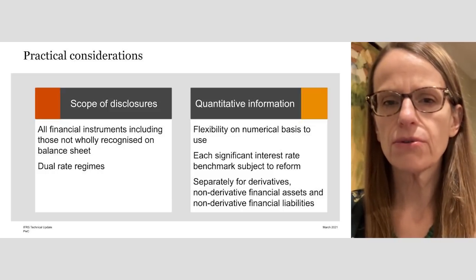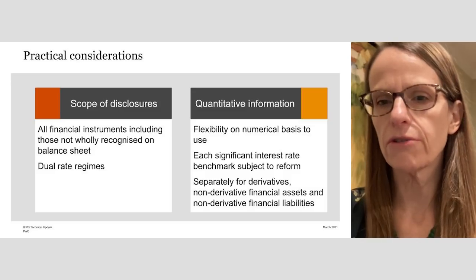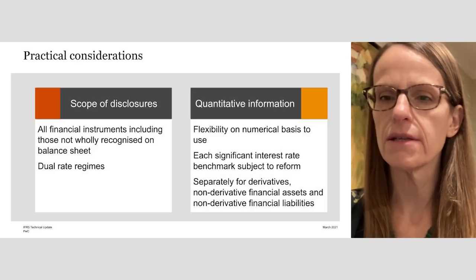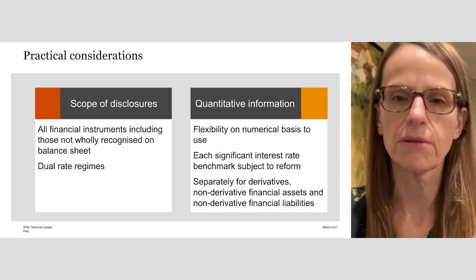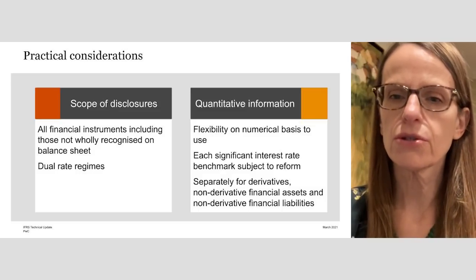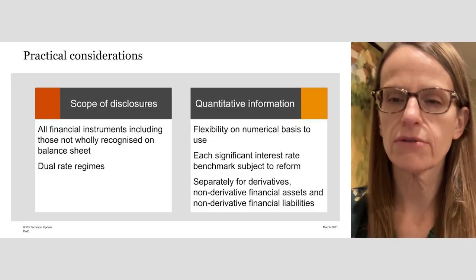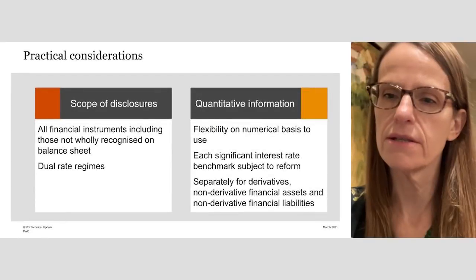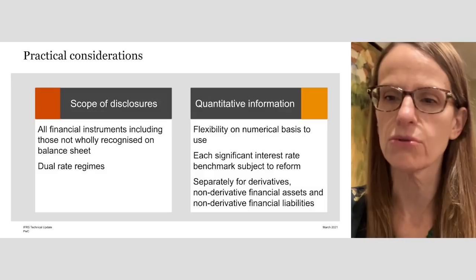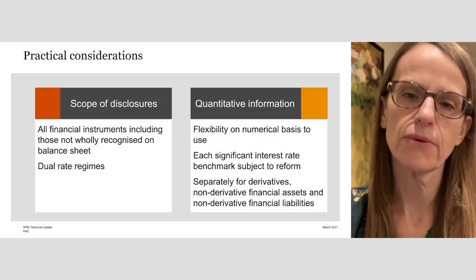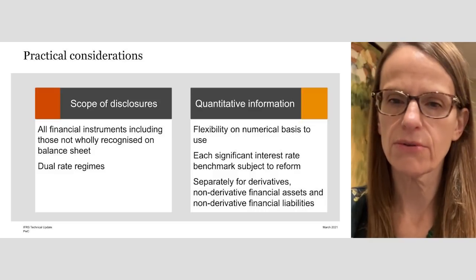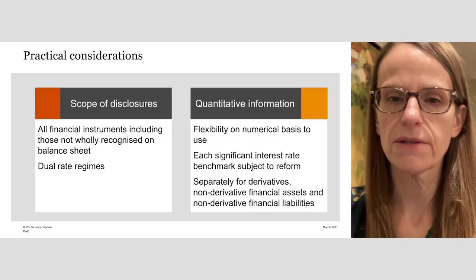So the phase 2 disclosure requirements include all financial instruments that are held by the entity, and some of those may not be wholly recognized on the balance sheet, and there could be a loan commitment, for example. So the disclosure there would not necessarily reconcile to the balance sheet if that's the case. The disclosure considerations are also important in dual rate regimes. The entity may need to further tailor the disclosure requirements to reflect the different transition expectations, for example, different classes or tenors of financial instruments.